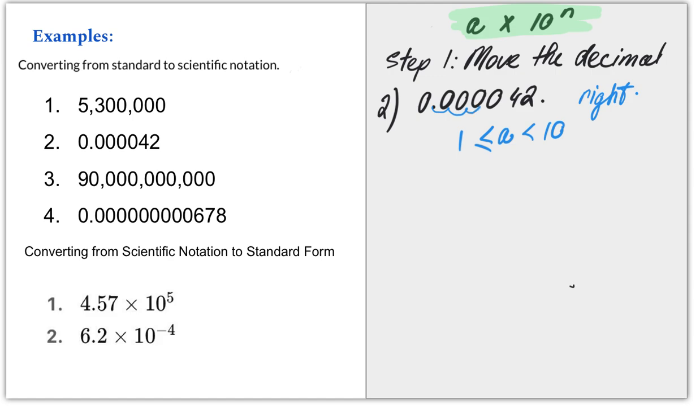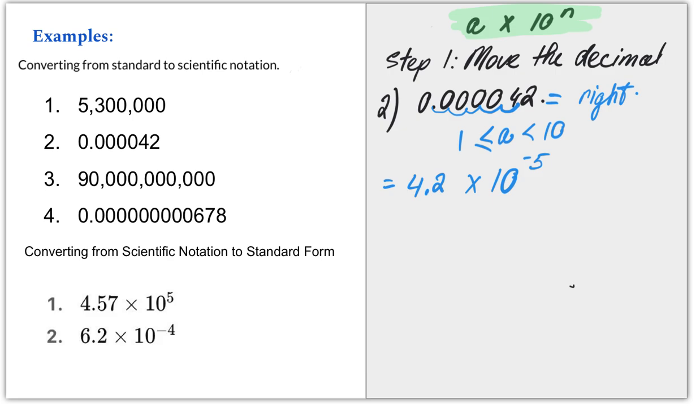1, 2, 3, 4, 5. So we moved it 5 times. We got our number 4.2. And remember, those two numbers are equal to each other. Then our second step will be multiply by 10, and since we moved it 5 times, I'm going to write 5. But there is something missing. Since this was a number that is less than 1, we have to write negative 5.